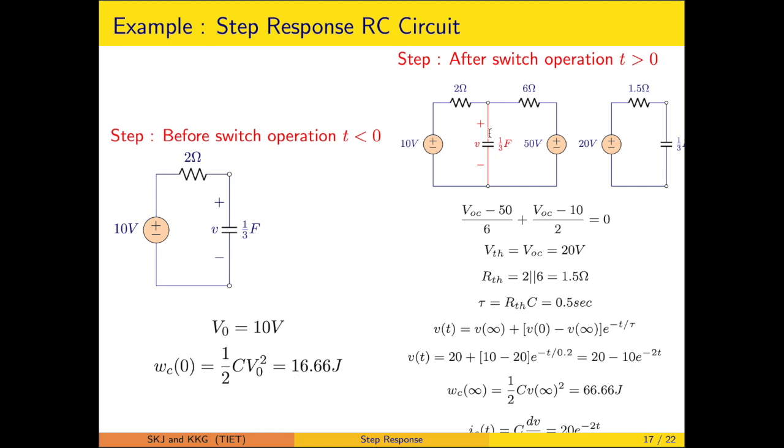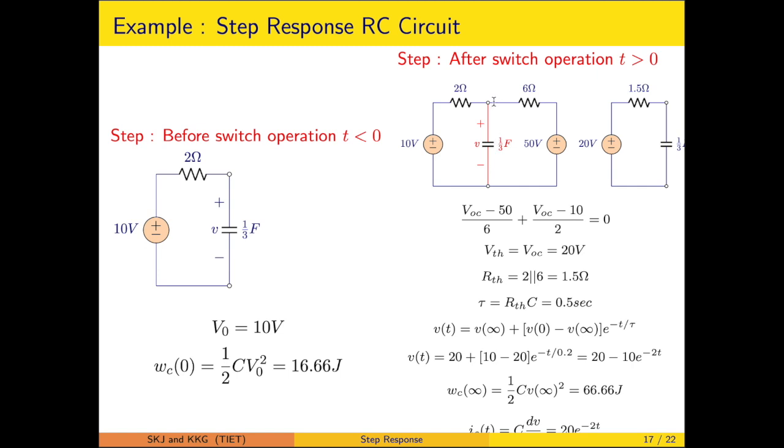Now after the switch operation, the circuit will be like this. Now we have to calculate the voltage across the capacitor. What we will be seeing is that when this particular circuit remains active for a sufficiently long time, it will be fully charged, and thereafter there will be no current in the capacitor.